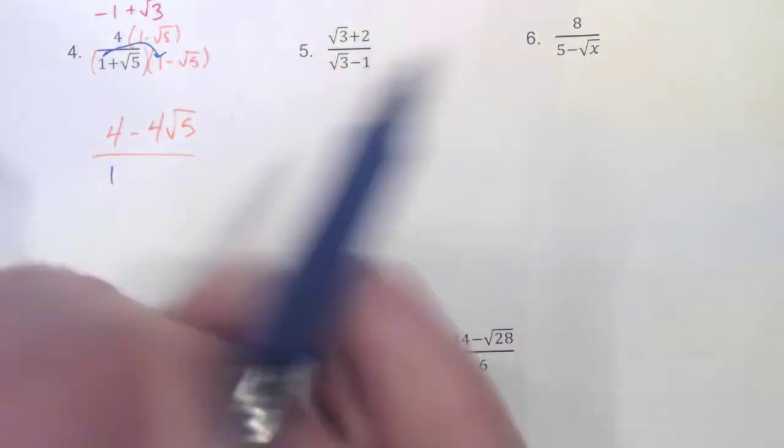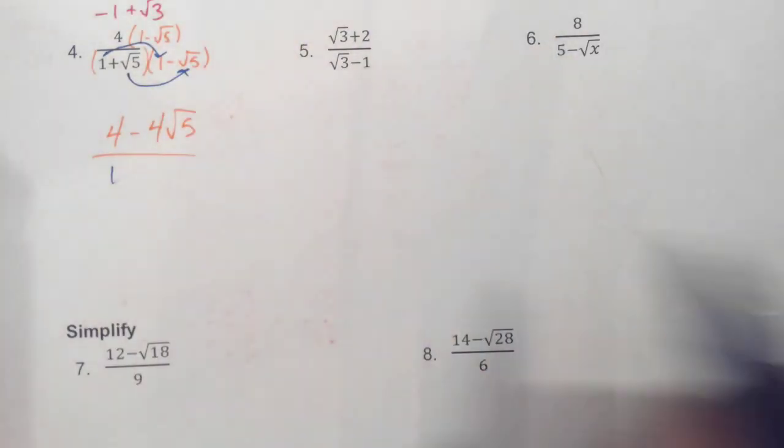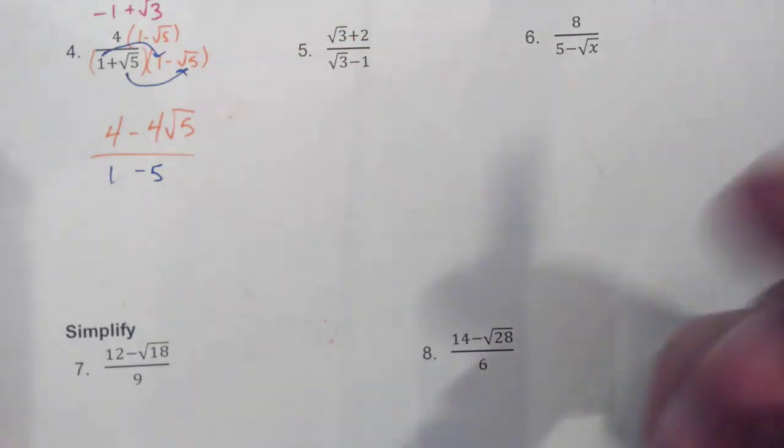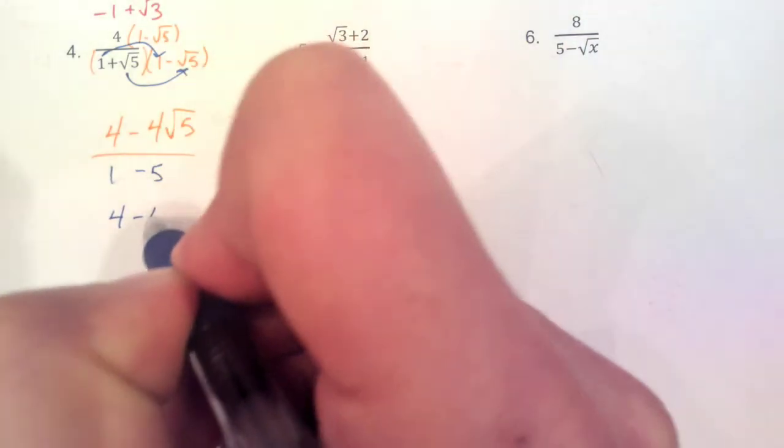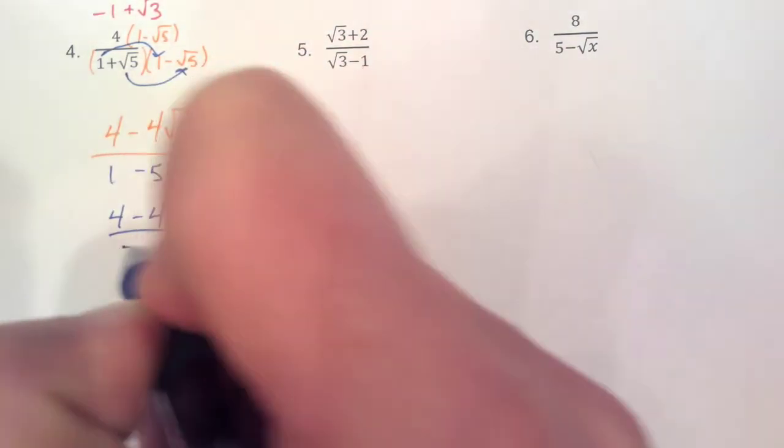So that would be 1 times 1, and the square root of 5 times the negative square root of 5, which is minus 5. So I can do that math in the bottom. 1 minus 5 is negative 4. So 4 minus 4 square roots of 5 over negative 4.